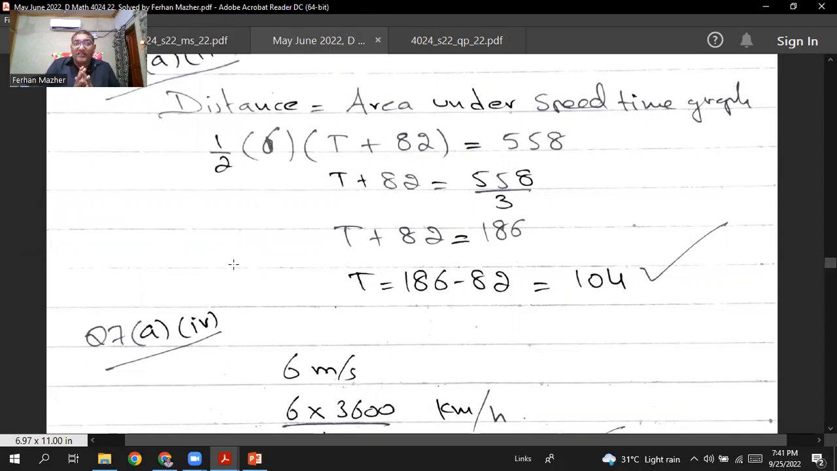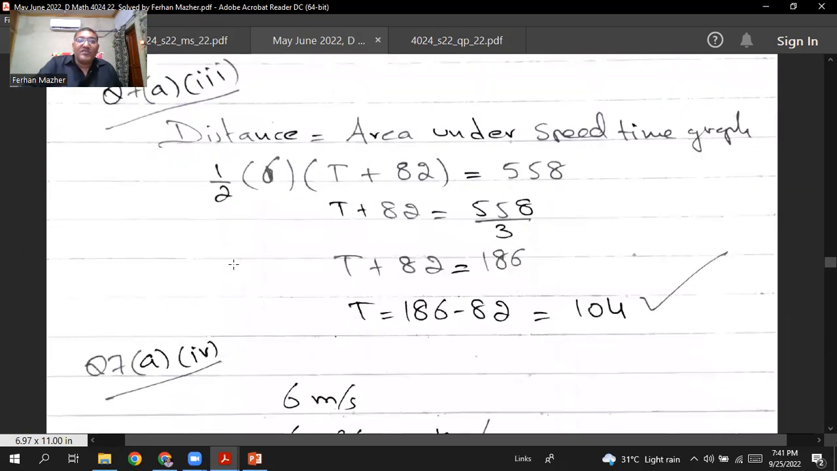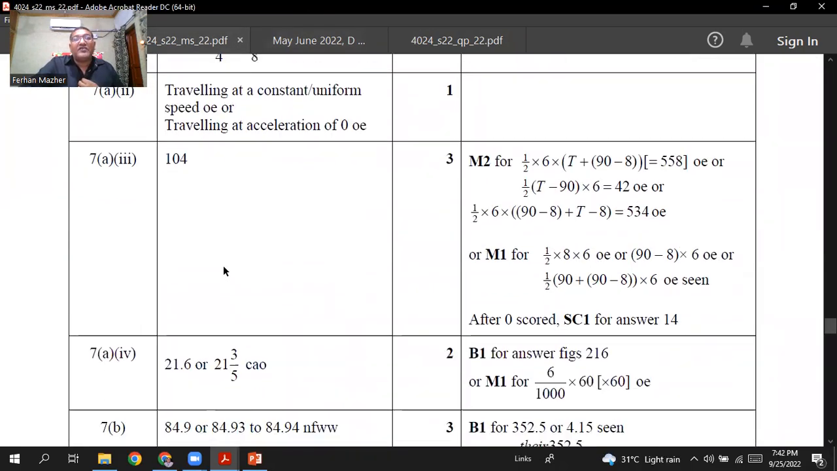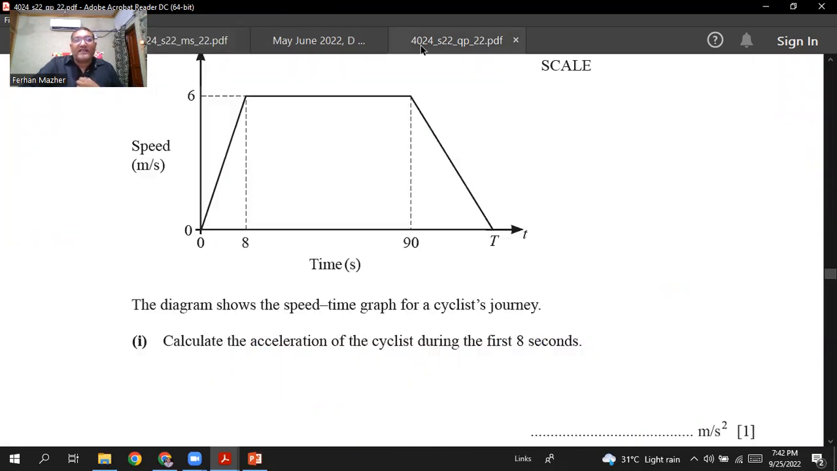So 1 by 2 into 6, and the parallel sides: one side is t, the upper side is 82. That will become 3. 3 will go to the other side and divide there. So t plus 82 will be equal to 558 divided by 3. So t plus 82 will be equal to 186. So t will be equal to 186 minus 82, and that will be 104. So the t value is 104, and our answer is right.